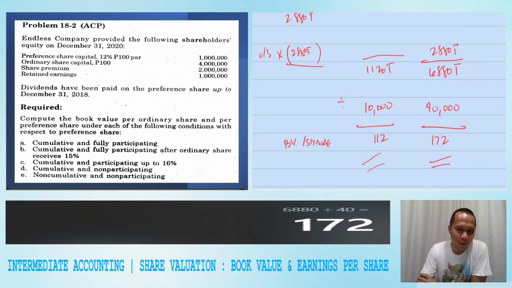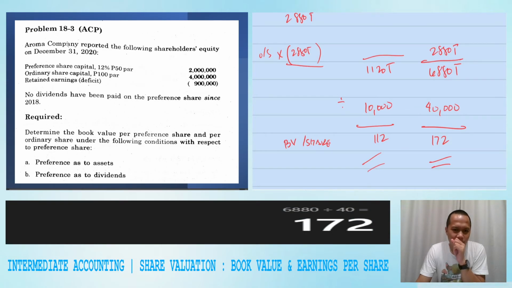So that is for your complete example, no? So let's have another example. Last for the book value per share. Okay? Ito yung sinasabi natin kanina na kaibahan ng preference as to asset and as to dividends.